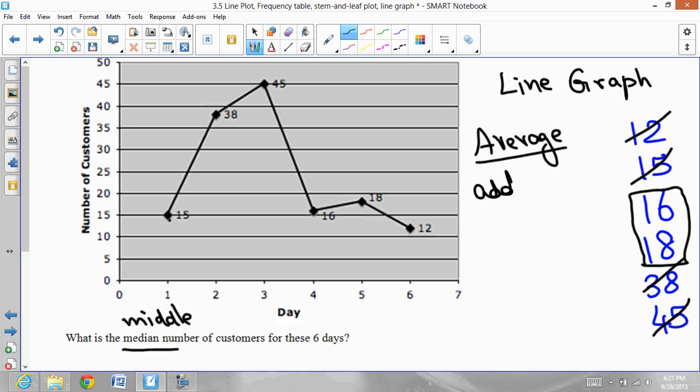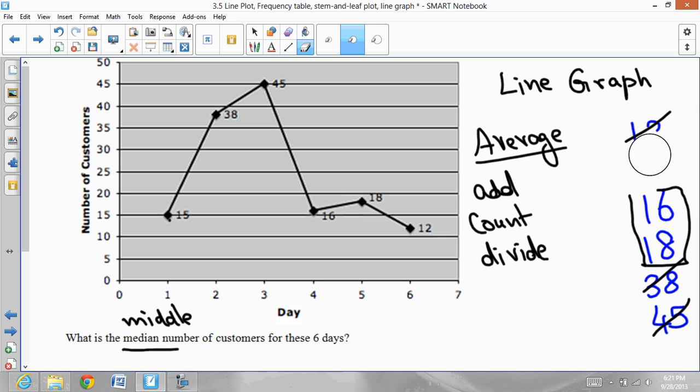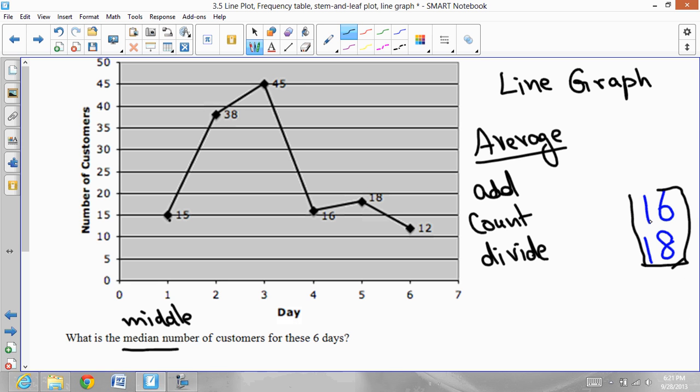And the way that you're going to find the average is add, count, divide. So basically you need to add your 16 and 18. I'm going to cancel all of these, remove them out of the way so you can focus on these two numbers, which happen to be the middle numbers. So let's add 16 and 18. When you add 16 and 18, you are going to find 34. So after you add, you're getting 34. Count how many numbers you added. You added two numbers. So the last step is divide.